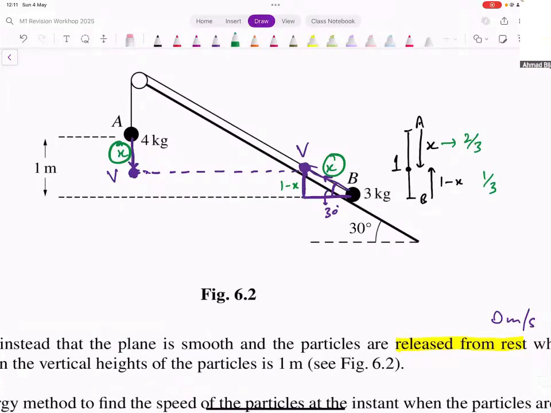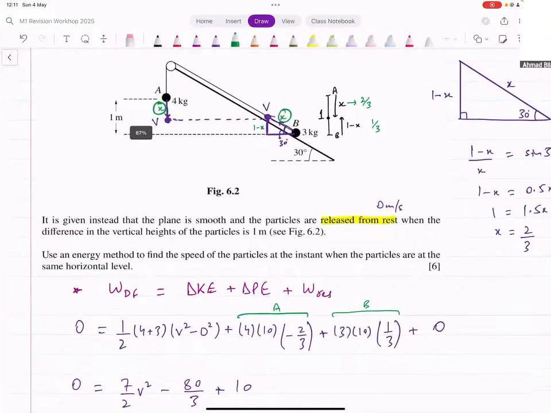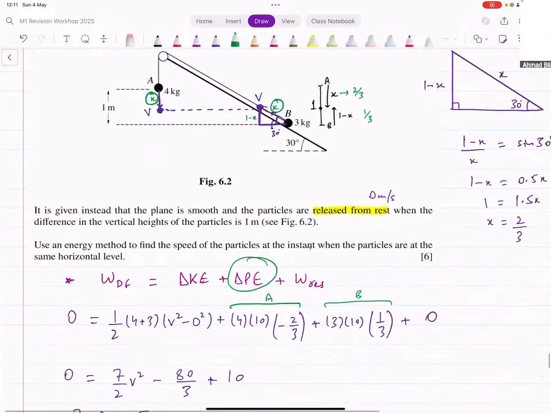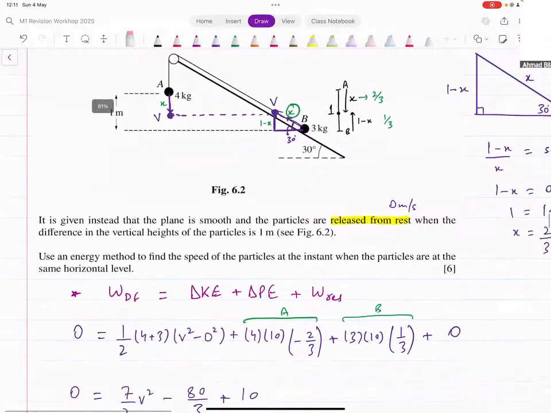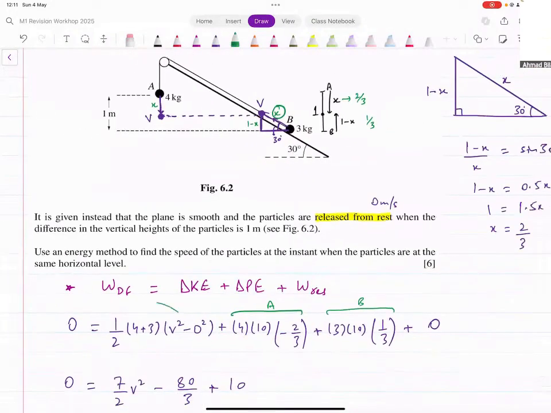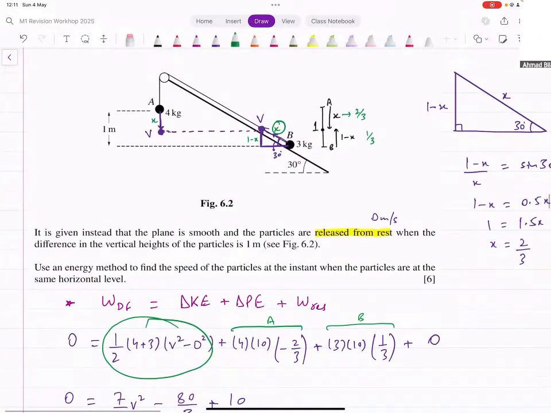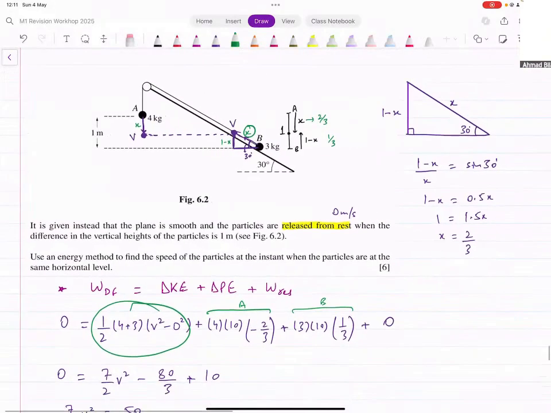But then, since we want to use the energy method, we have change in potential energy here. For change in potential energy, we need to figure out exactly how much is A moving down vertically and exactly how much is B moving up vertically. That's the key part here. The rest is pretty straightforward because we've got the speeds given. We can find the change in kinetic energy from that. We've got the value for resistance given as well.